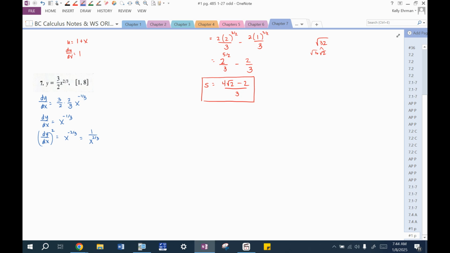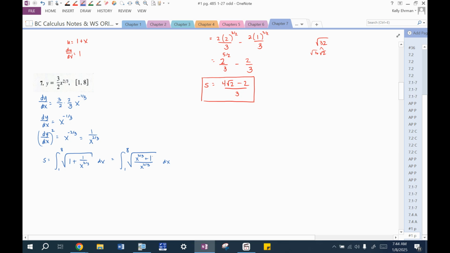All right, so when I put this into my arc length formula, it's the integral from 1 to 8 of the square root of 1 plus 1 over x to the 2 thirds dx. And in this case, we always get a common denominator. So this becomes the square root of x to the 2 thirds plus 1 all over x to the 2 thirds dx. Remember, the next step is usually to square root things.